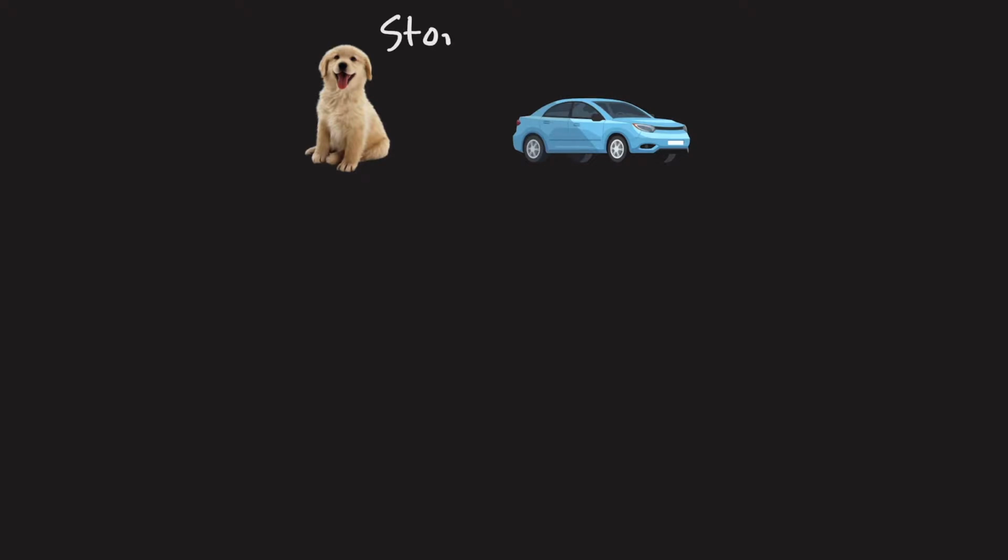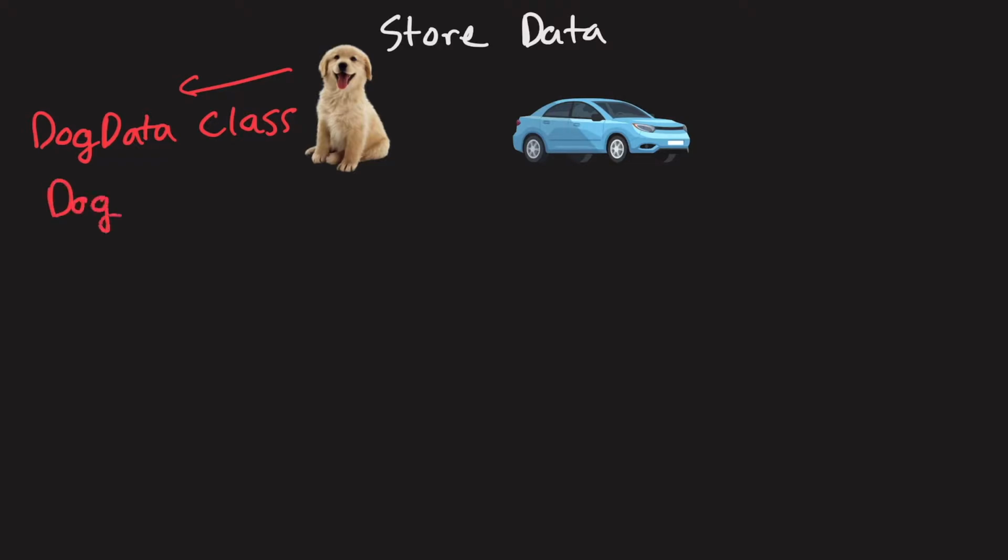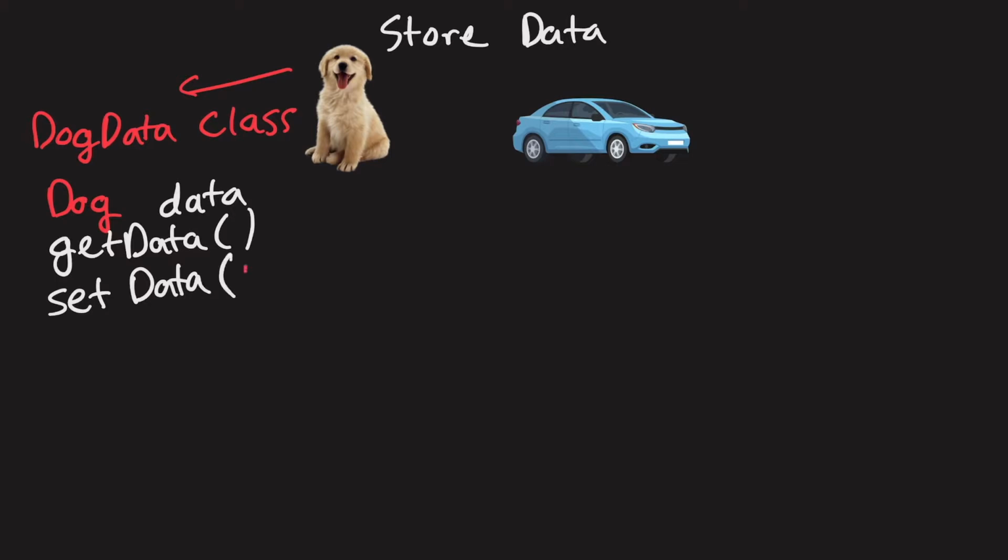Say you wanted a class dedicated to storing some data. Say we wanted to make the class to be able to store a dog object. Well, if we wanted to do that, we would need to create a dog data class specifically for storing dog data. We would have a global variable of type dog called data and some methods like getData, setData, which takes in a parameter of type dog, and printData.